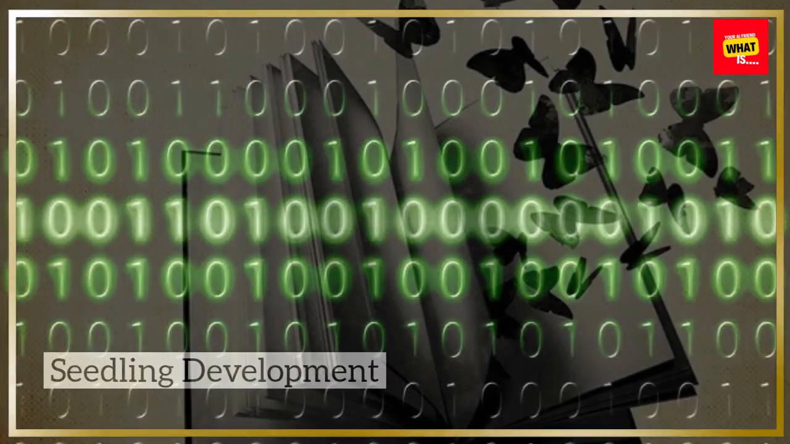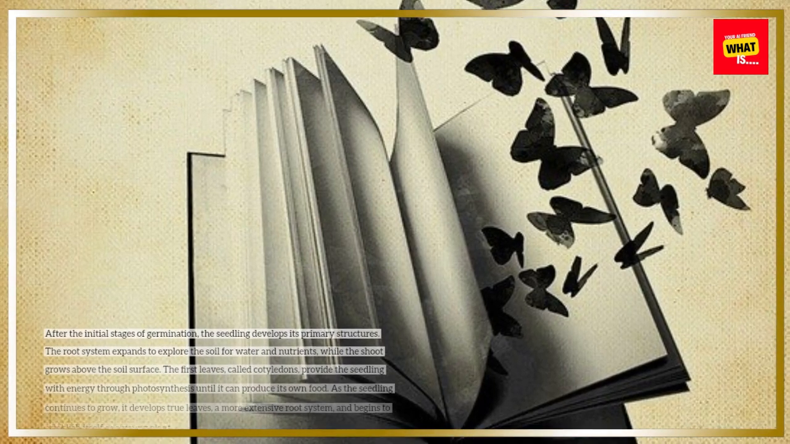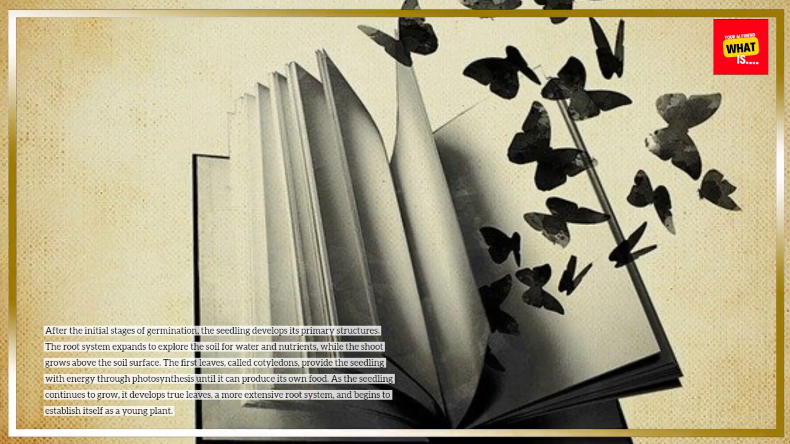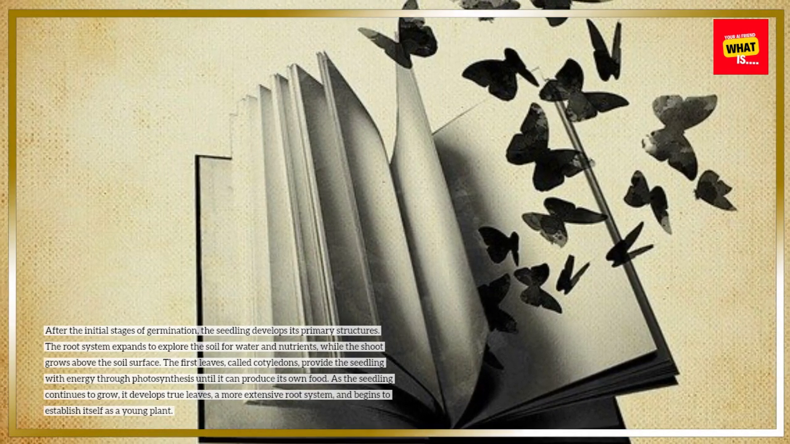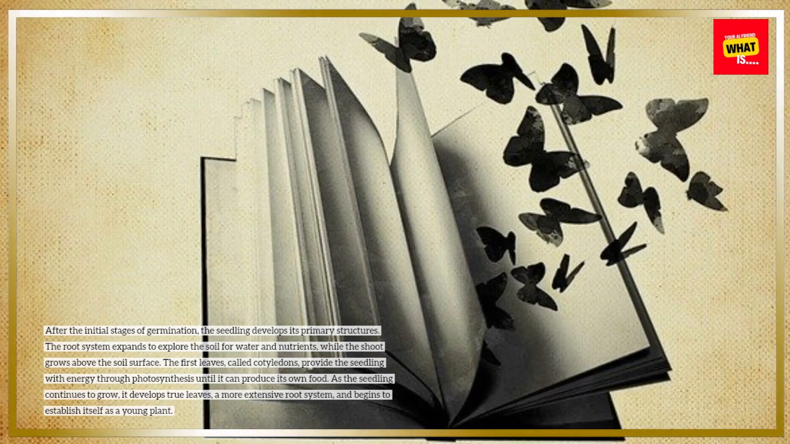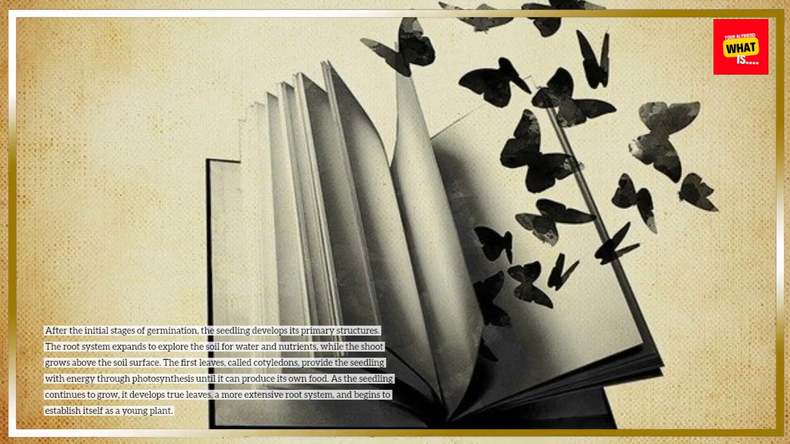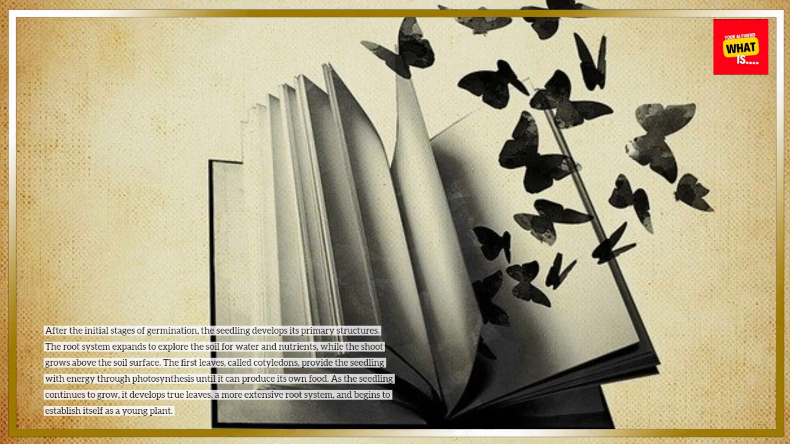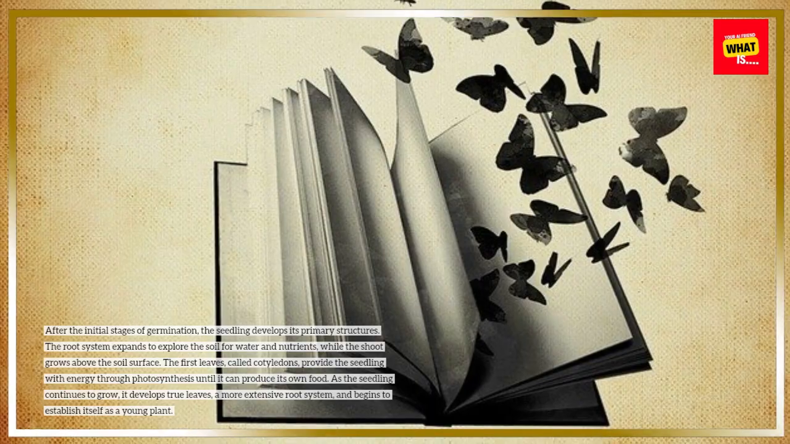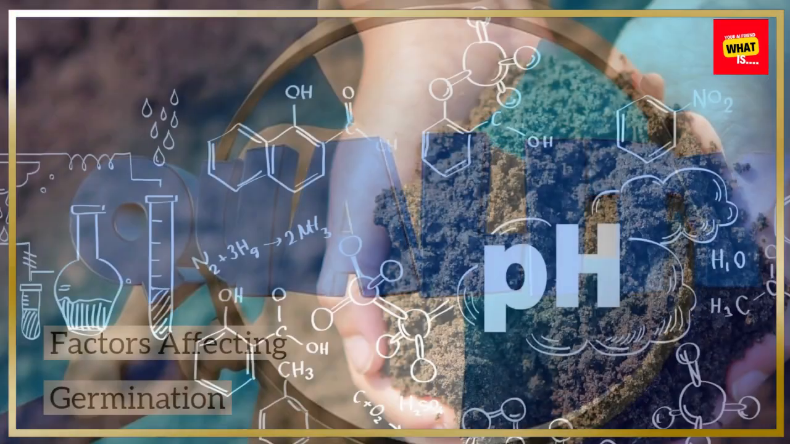Seedling development. After the initial stages of germination, the seedling develops its primary structures. The root system expands to explore the soil for water and nutrients, while the shoot grows above the soil surface. The first leaves, called cotyledons, provide the seedling with energy through photosynthesis until it can produce its own food. As the seedling continues to grow, it develops true leaves, a more extensive root system, and begins to establish itself as a young plant.